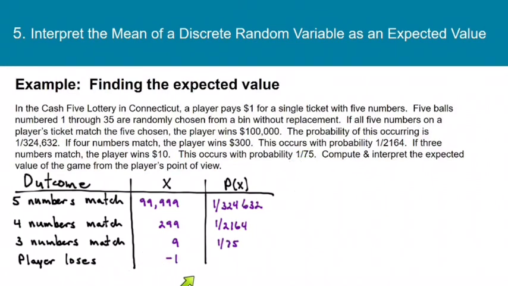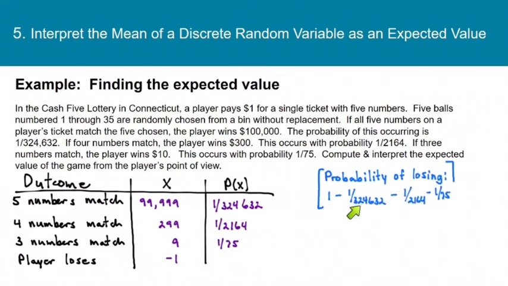And the probability that they lose is everything else. So they did not tell us the probability that the player loses, but it's obviously the complement of these probabilities. The complement of winning the game is losing the game. So to calculate the probability that the player loses, I'm going to say 1 minus the probability that they match all 5 numbers, minus the probability that they match all 4, minus the probability that they match all 3. Everything else ought to be the probability that they lose.